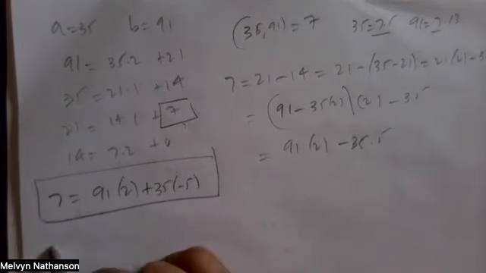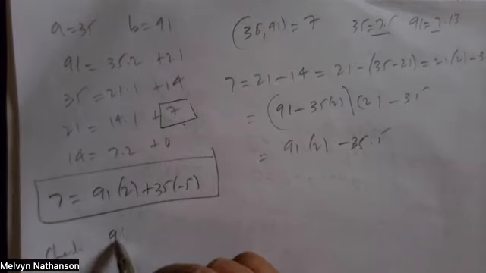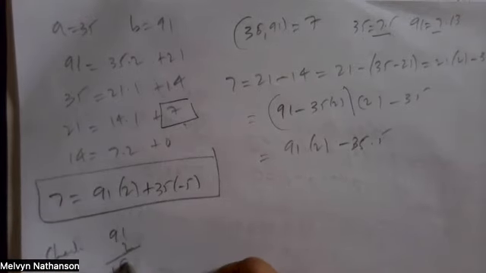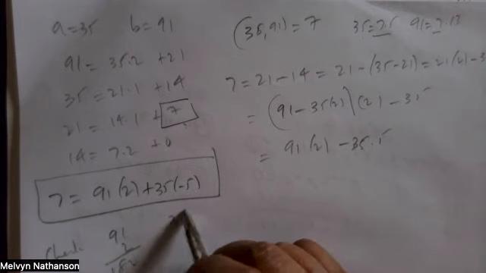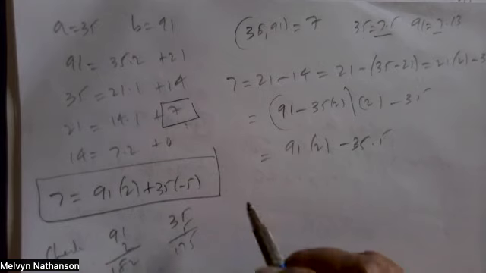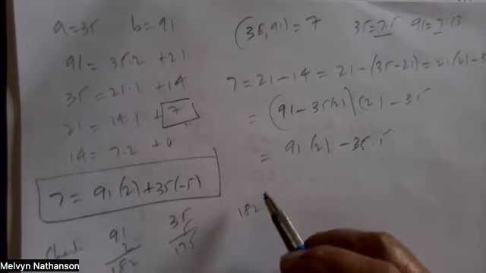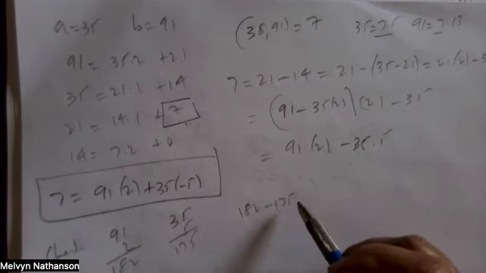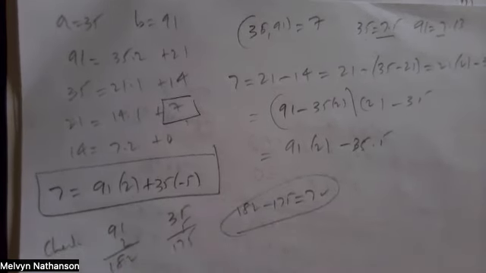Let's just check. 91 times 2 is 182. 35 times 5 is 175. And 182 minus 175 is equal to 7. So it checks.